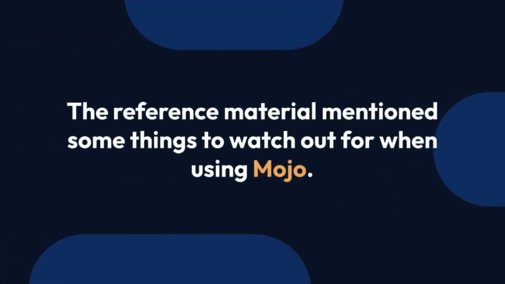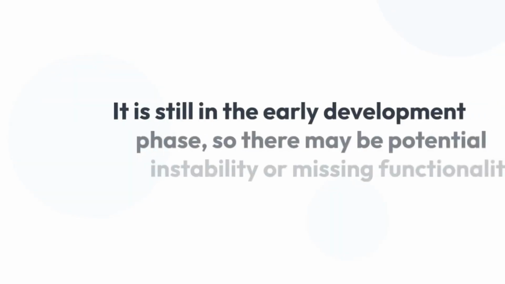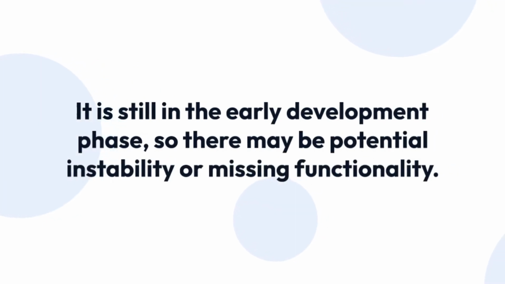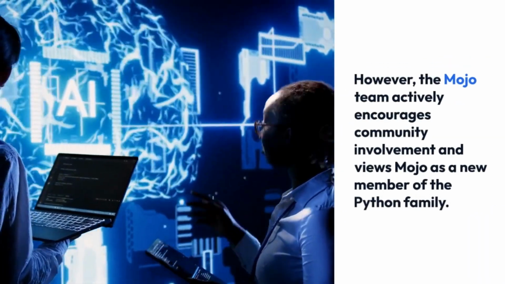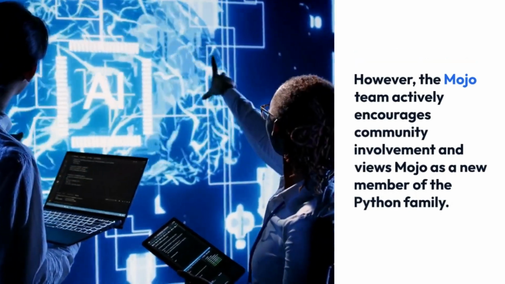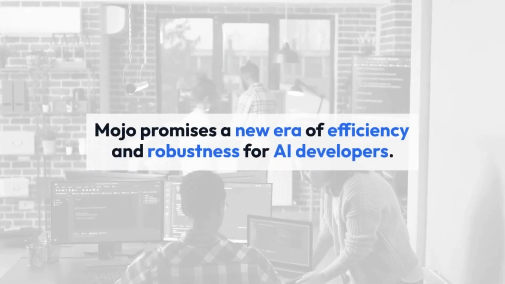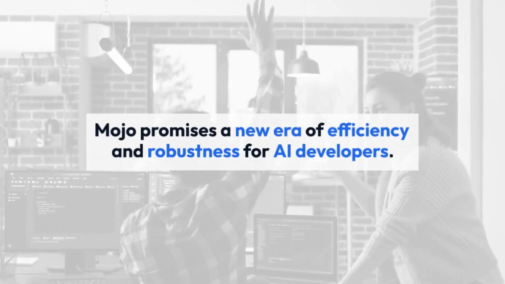The reference material mentioned some things to watch out for when using Mojo. It is still in the early development phase, so there may be potential instability or missing functionality. However, the Mojo team actively encourages community involvement and views Mojo as a new member of the Python family. Mojo promises a new era of efficiency and robustness for AI developers.